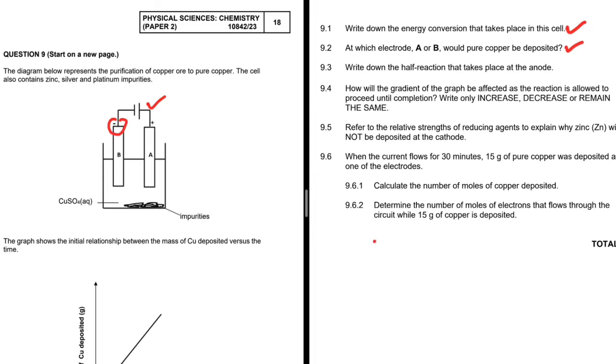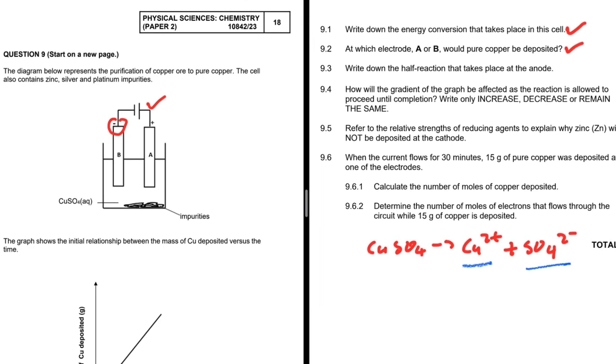Take a look at this. We have CuSO4, which will break down to form Cu2+ and SO4 2-. This is a positive ion. This is a negative ion. The positive ion will get attracted to the negative electrode, which is B, and that's where a reduction is going to take place. So that is why I'm saying that the pure copper will be deposited at B, because it is negative, and the Cu2+ will be attracted to the negative electrode as positive and negative attract. That is 9.2. Let's take a look at 9.3.